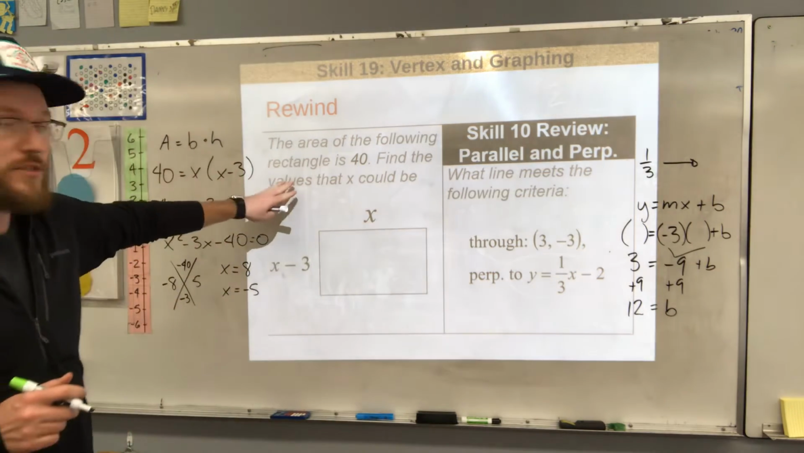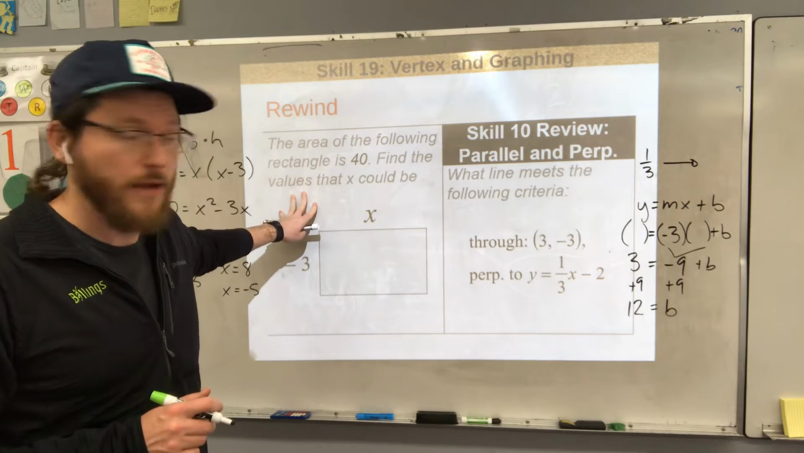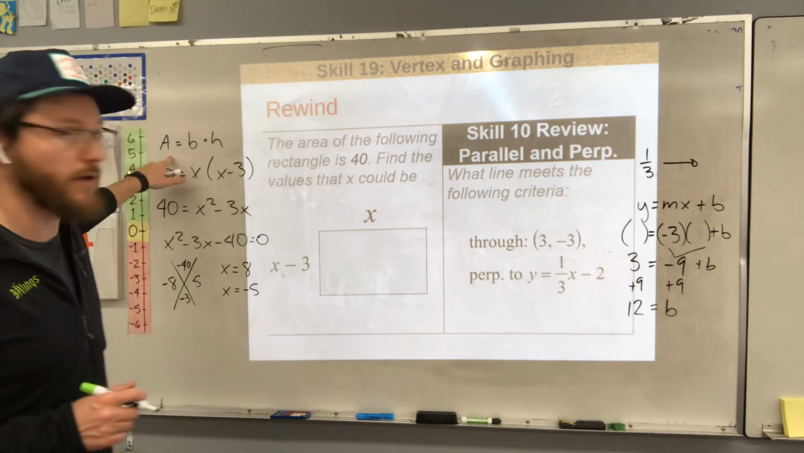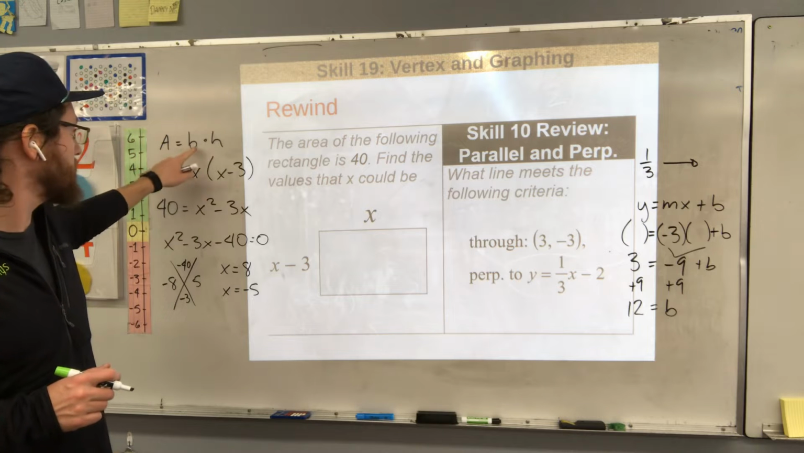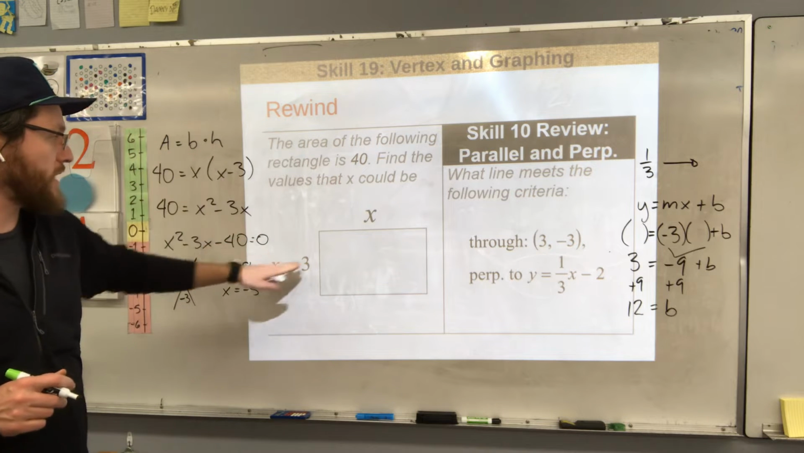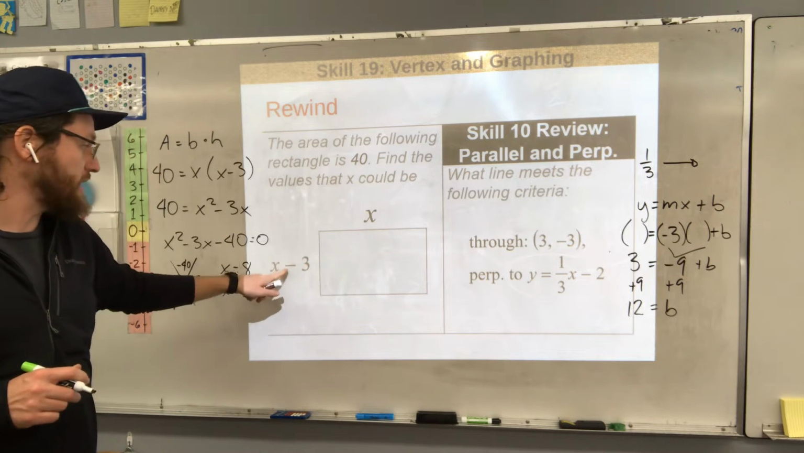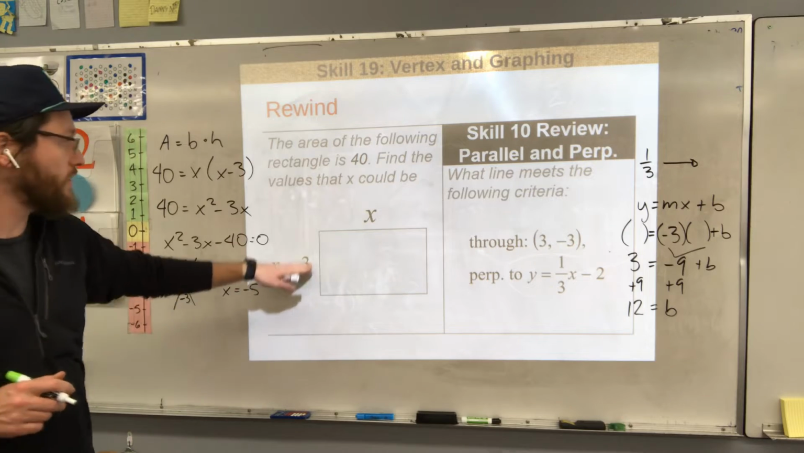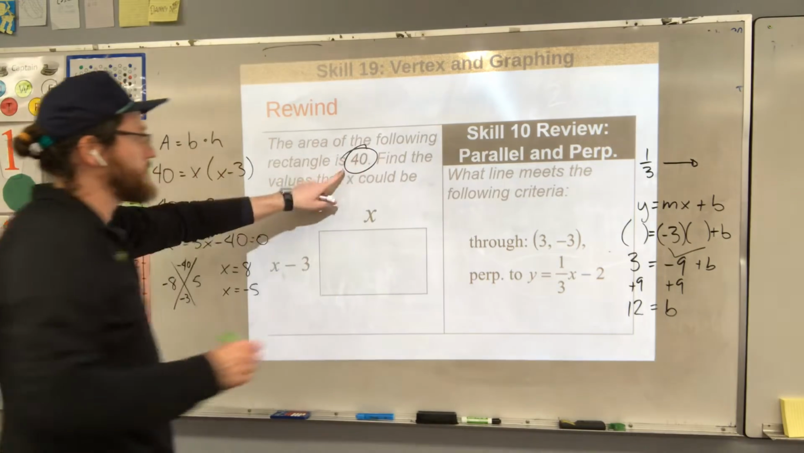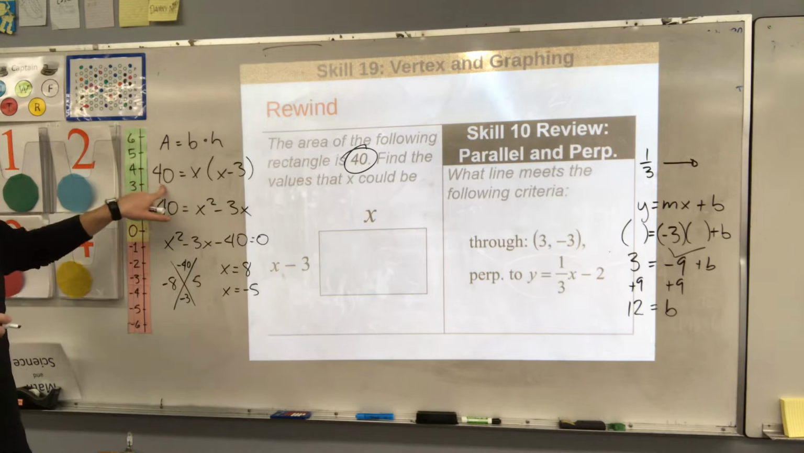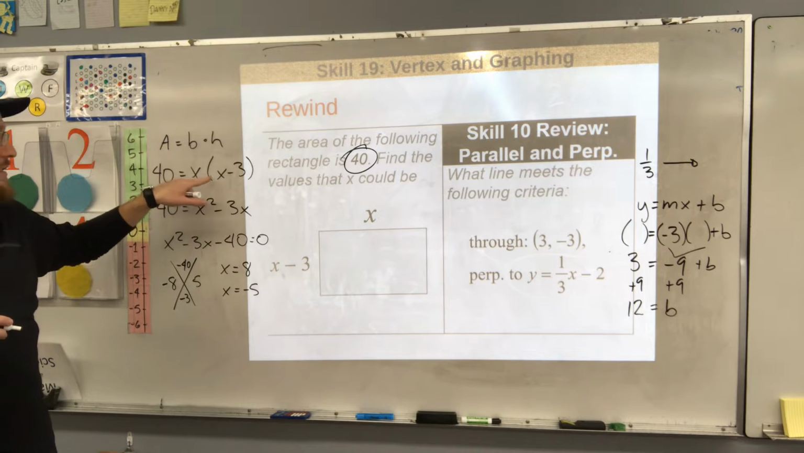On the left-hand side, this was an area problem. And remember, in order to find the area of a rectangle, you're going to have to do base times height. This problem gives us a base, it's x. It gives us a height, it's x minus 3. And in order for us to solve it, it also gives us an area. So when we plug all that stuff in, we have area, 40, equals base times height.